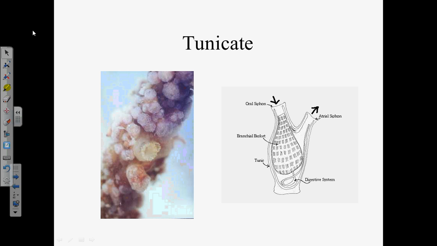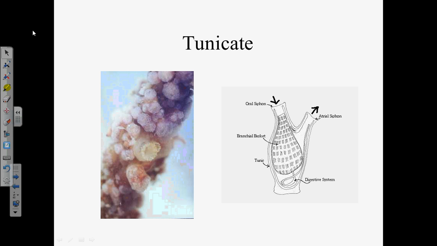And just looking at it here, what does it look like? What kind of animal? It looks like a sponge. And you can see it's filtering the water like a sponge. But it's said to be really closely related to a vertebrate. Is a sponge very closely related to you? No, but this thing is.